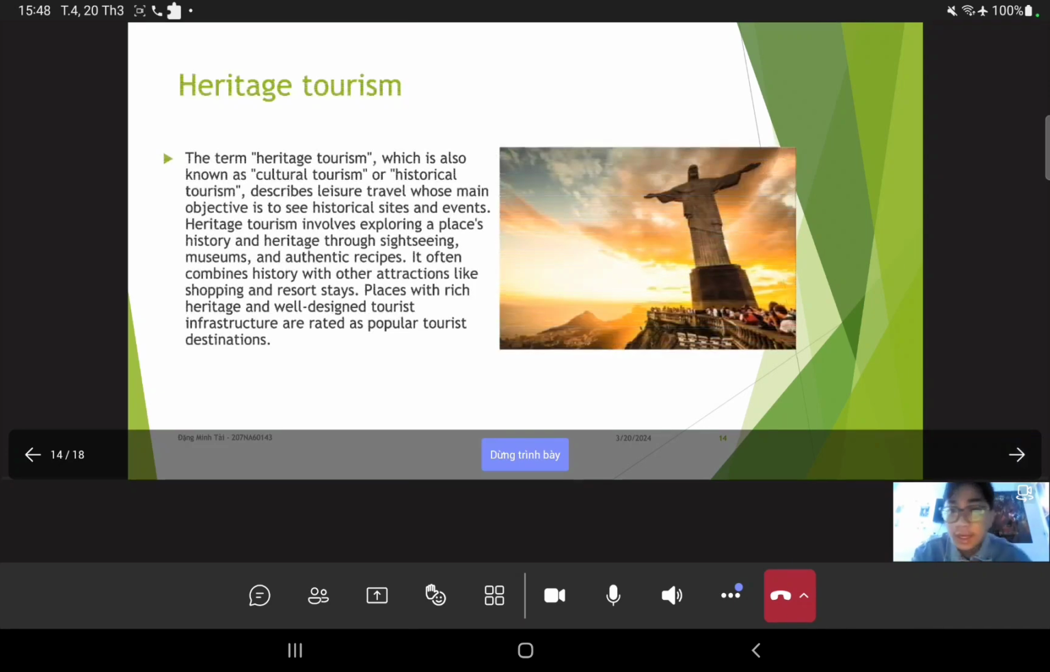Next, we have heritage tourism. The term heritage tourism, which is also known as cultural tourism or historical tourism, describes leisure travel whose main objective is to see historical sites and events. Heritage tourism involves exploring a place's history and heritage through sightseeing, museums, and authentic research. It often combines history with other attractions like shopping or resort stays, in places with rich heritage and well-designed tours.